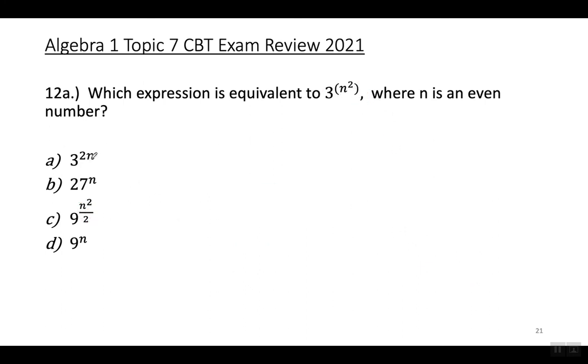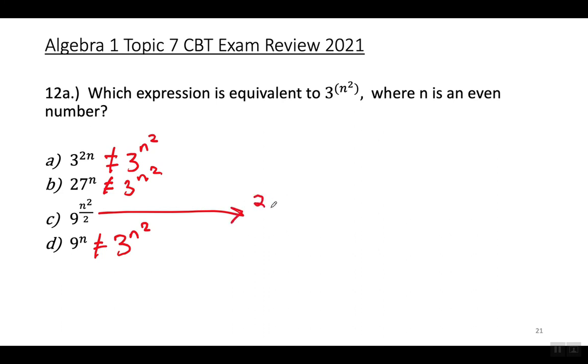So this one does not equal 3 to the n to the second power. This also does not equal 3 to the n to the second power. This one also does not equal 3 to the n to the second power. Only this one allows me to rewrite it like this, which is going to give me 3 to the n to the second power, which equals what they wrote up there. So that's why this one is the correct one. I got 2 more examples just like this.